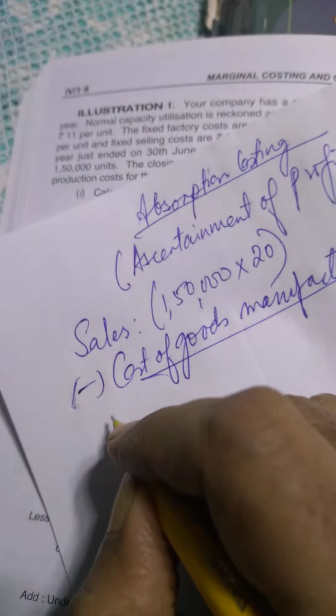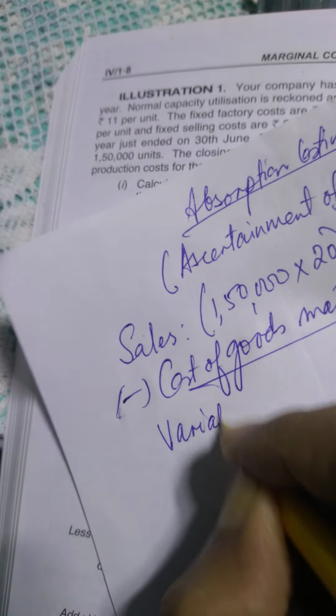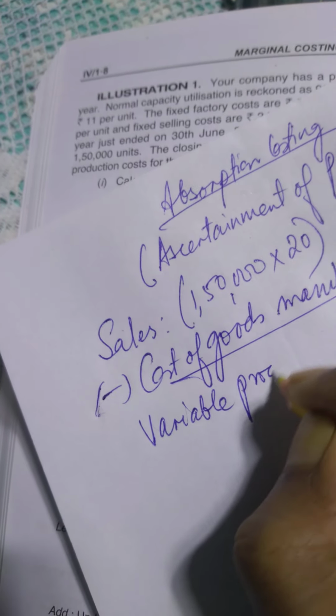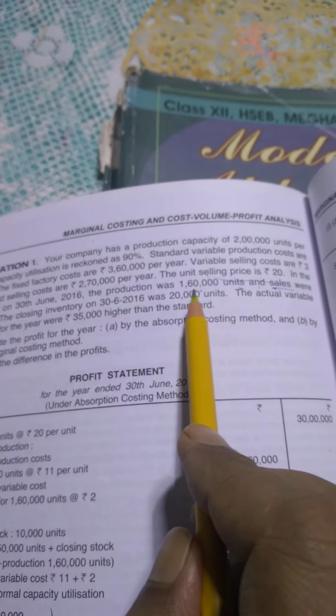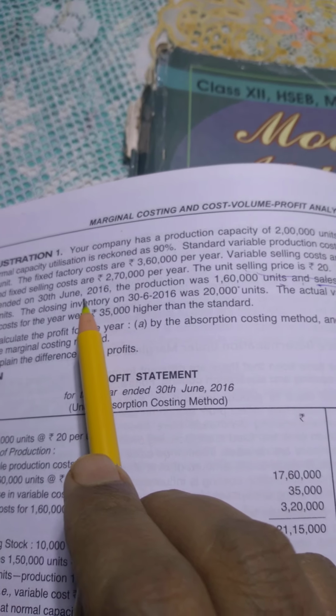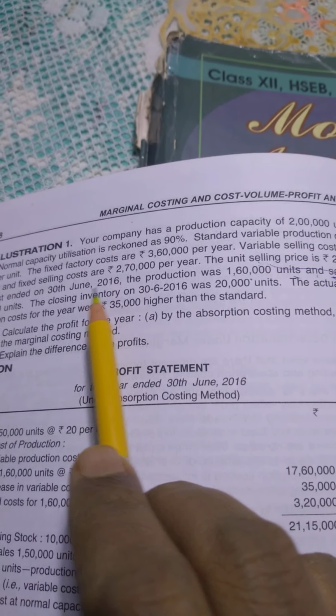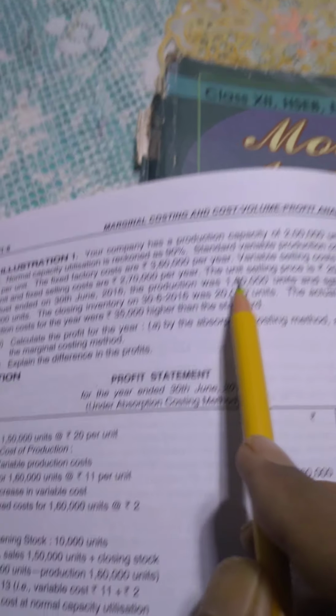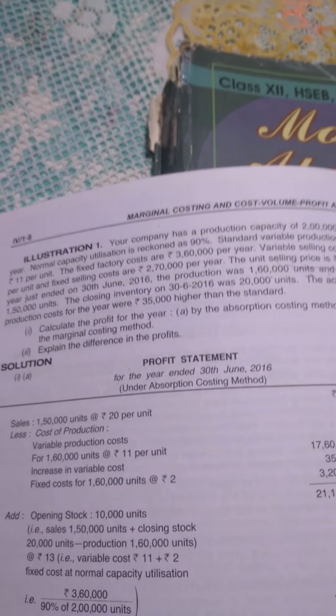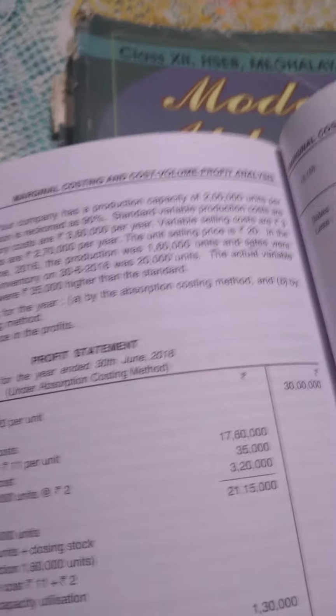Now first, what are you supposed to take? You will take variable production costs. So how much is variable production costs? How many units were produced in the year ending June 30th 2016? Total units produced is 1,60,000, isn't it? 1,60,000 multiplied by 11.